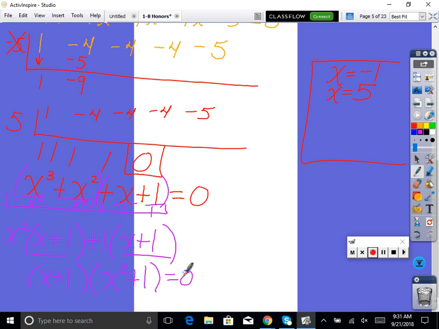So now we'll solve each of those. So we get x equals negative 1. Didn't we already have that? Multiplicity of 2. Well, good. Multiplicity of 2. So write that down because you have to count to make sure you have enough solutions.